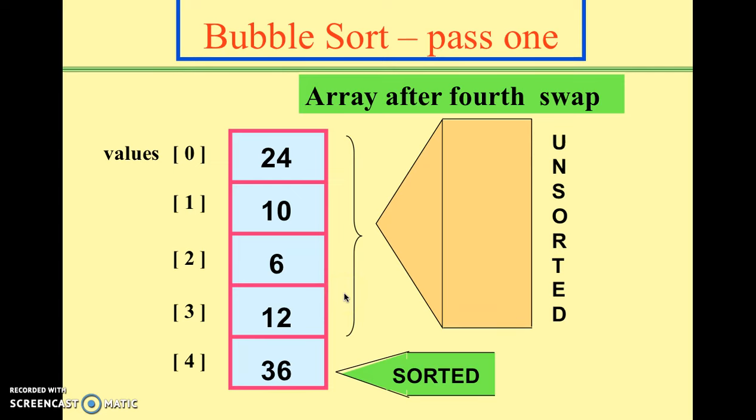Okay, so that's the principle. So next time we need to iterate only through the unsorted array. And this fact that each time you need to iterate through only the unsorted array should be remembered when writing the code for bubble sort.